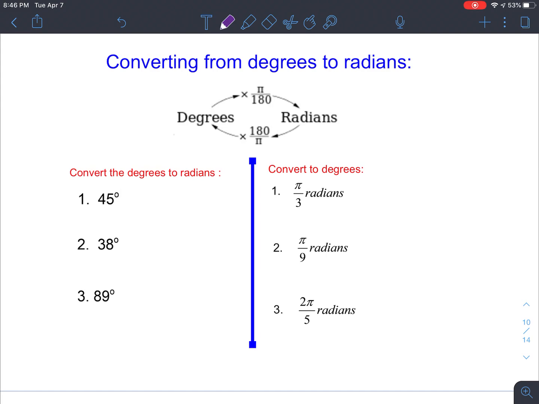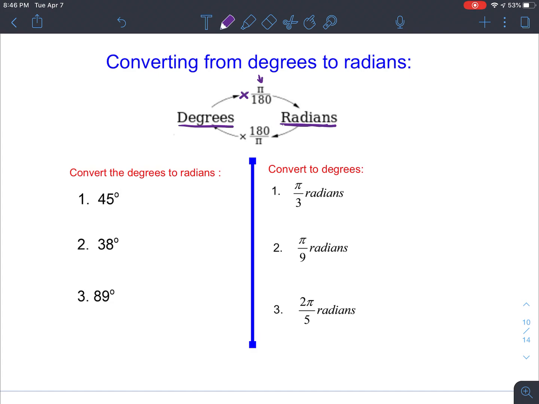So let's convert. Well, in order to be able to understand degrees versus radians, we should be able to convert between them. So there's a conversion factor. It's either going to be pi over 180 or 180 over pi. If we are going from degrees to radians, we multiply by pi over 180. A way to remember that is that I want a pi in my numerator. So the conversion factor has to have pi in the numerator. When I'm going from radians to degrees, remember I want to eliminate the pi. So we'll multiply by 180 over pi.